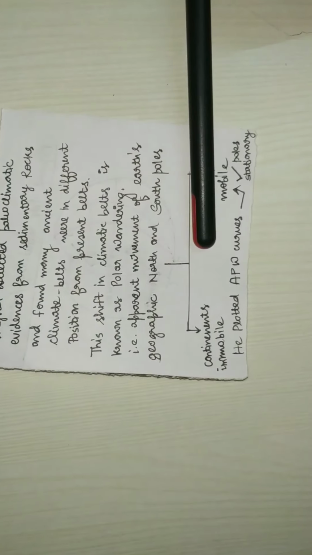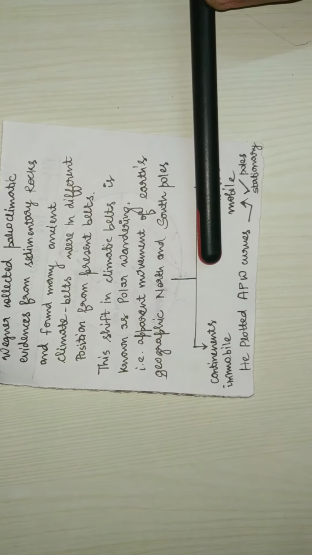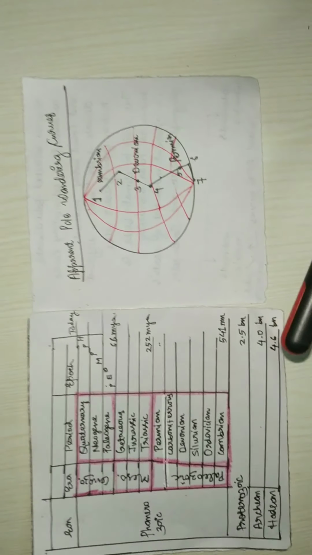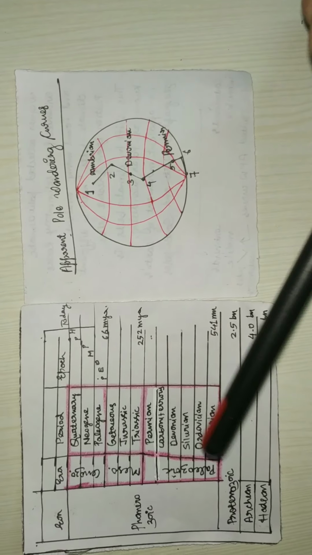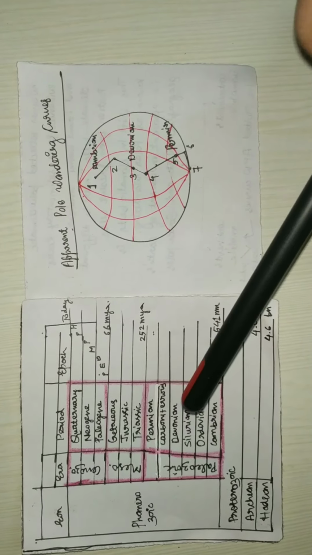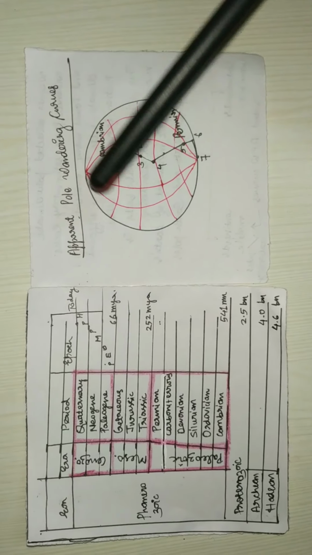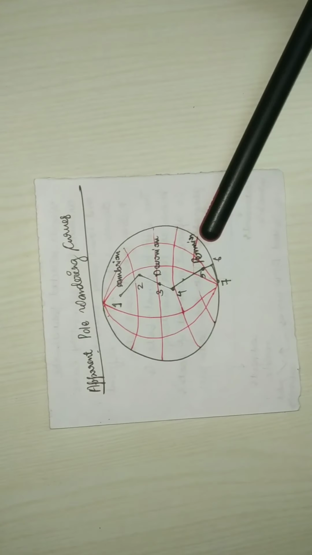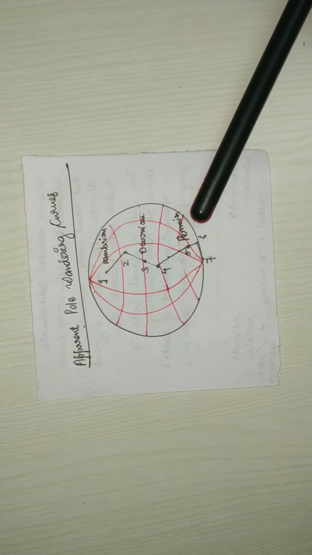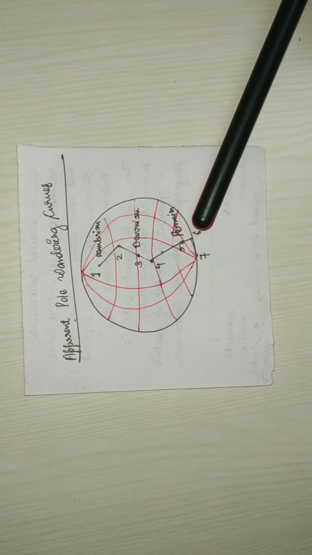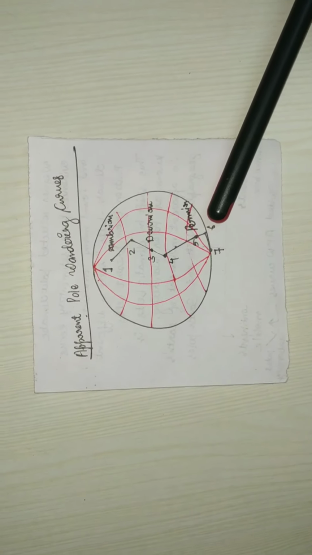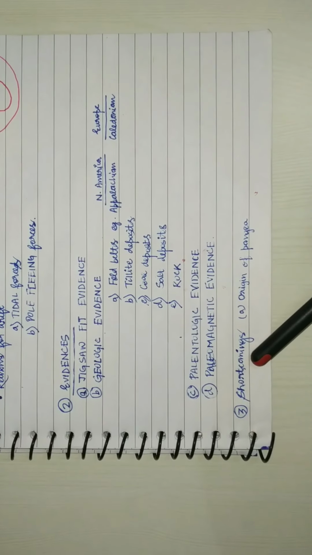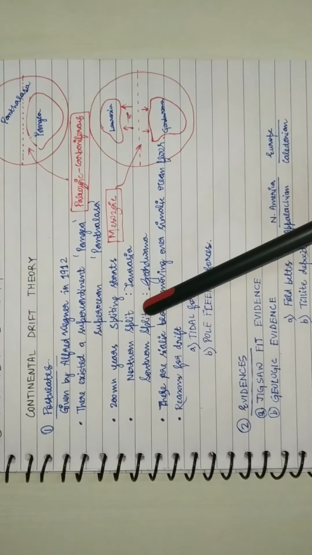So Alfred Wegener plotted the APW curve, that is apparent pole wandering curves. You can see here Cambrian, right, and Devonian, the pole was somewhere here, the apparent pole was here, and finally Permian, it's here, and at a further time it was here. Now Wegener assumed straightforwardly that the continents were mobile and the poles were stationary, right? But again, there were some shortcomings in the theory given by Alfred Wegener.